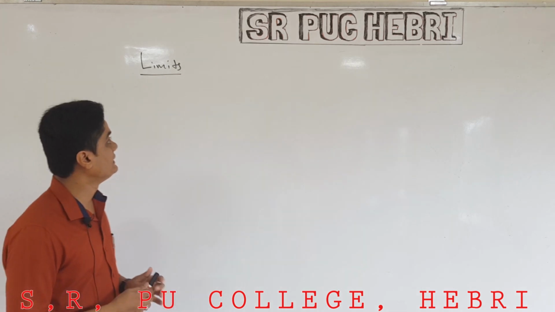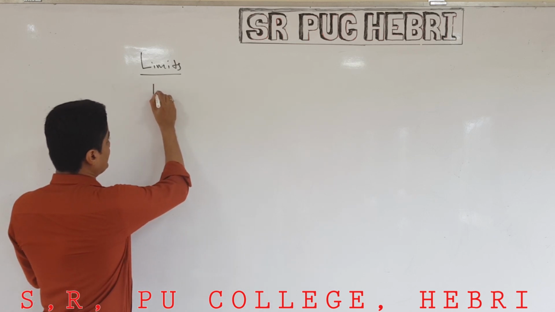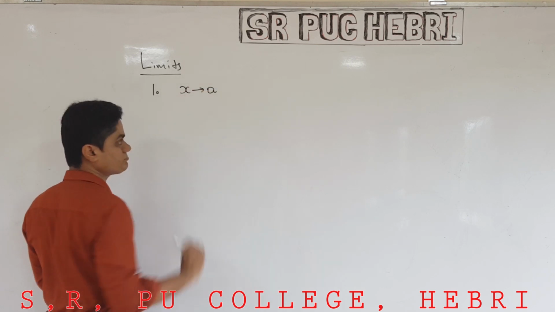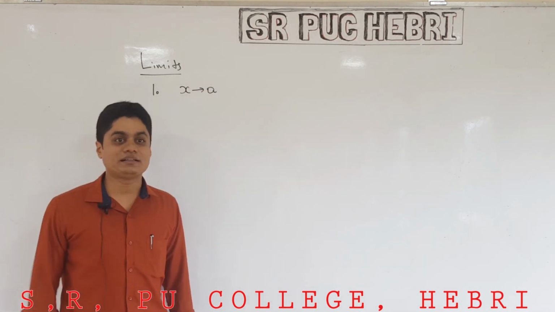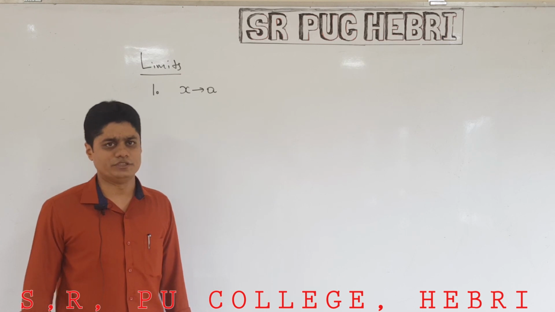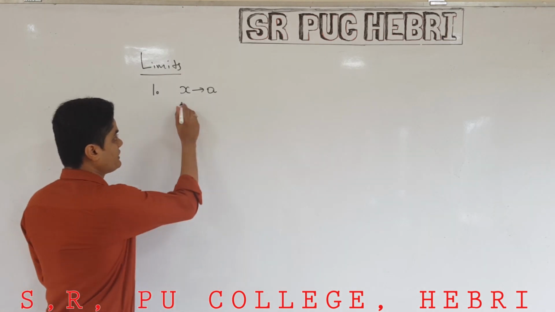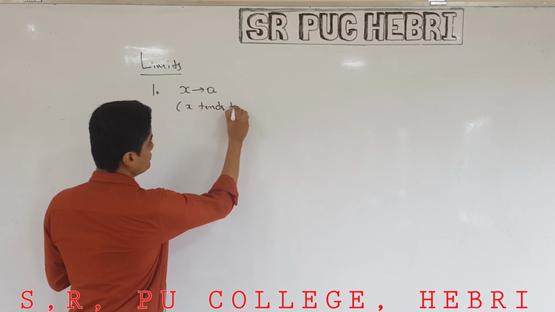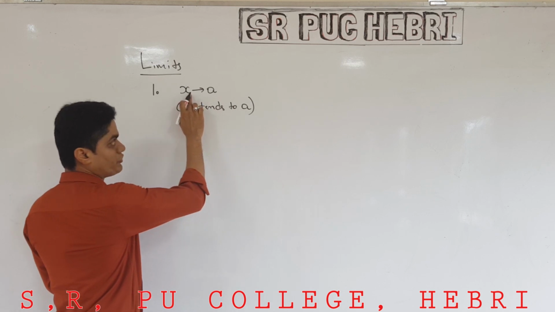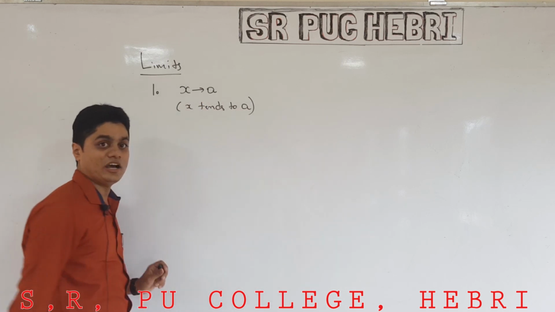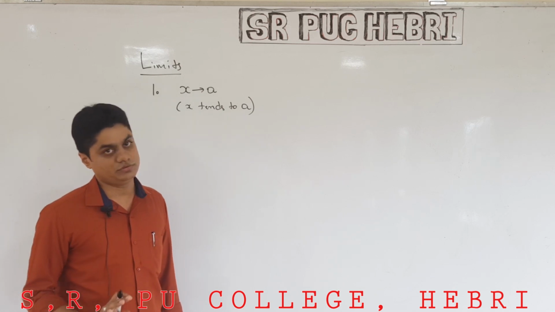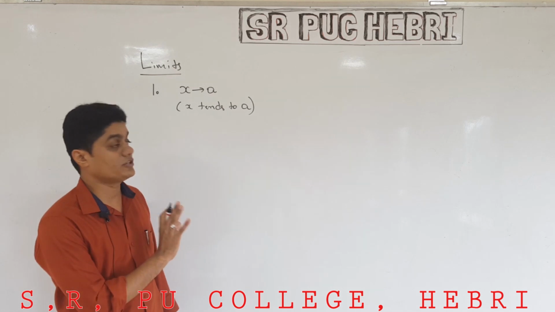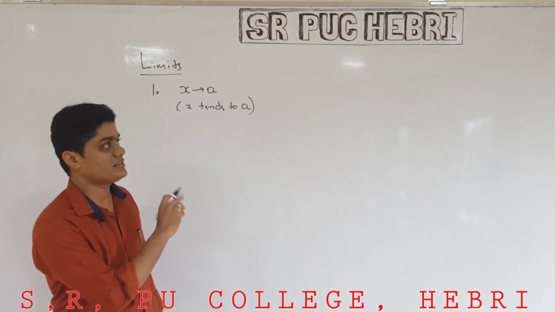Listen. The first concept you should learn under this heading is this symbol and its meaning: x arrow mark a. Maybe you didn't see this before. Remember that. How to read this? x tends to a, or x approaches a. First you should understand the meaning of this. It is a very important concept, in our limits as well as in other subjects.